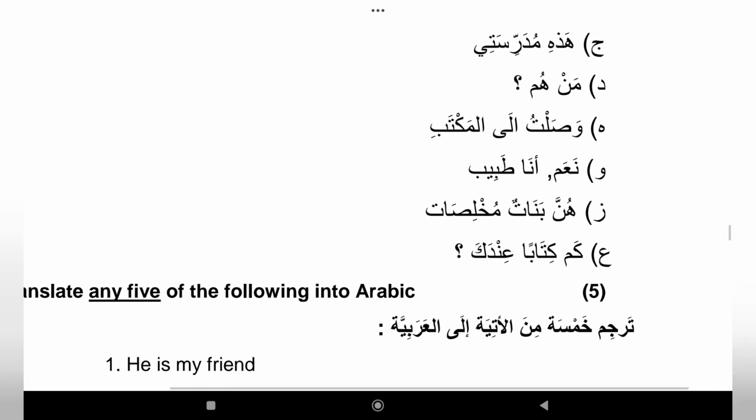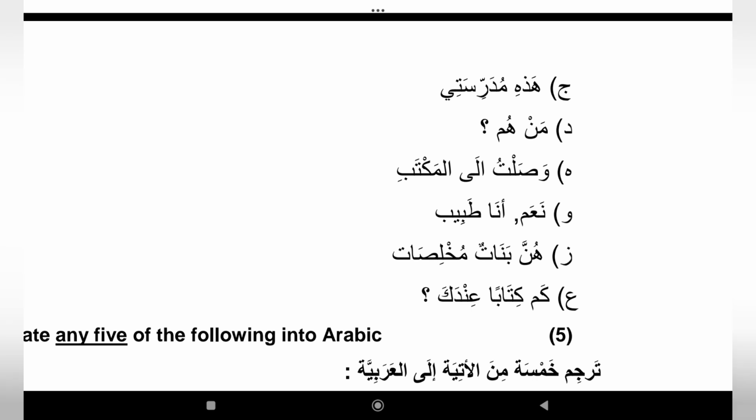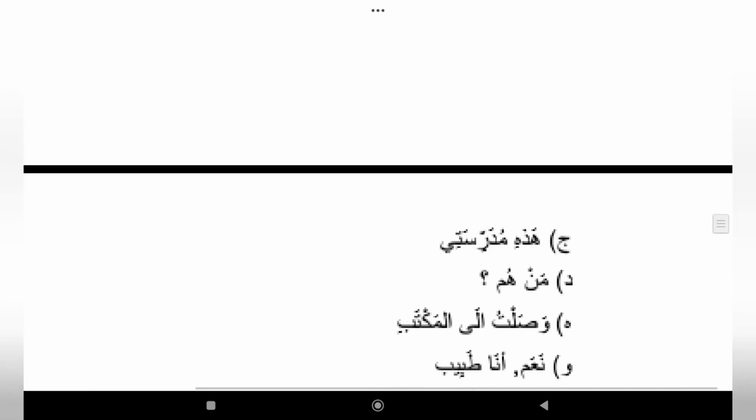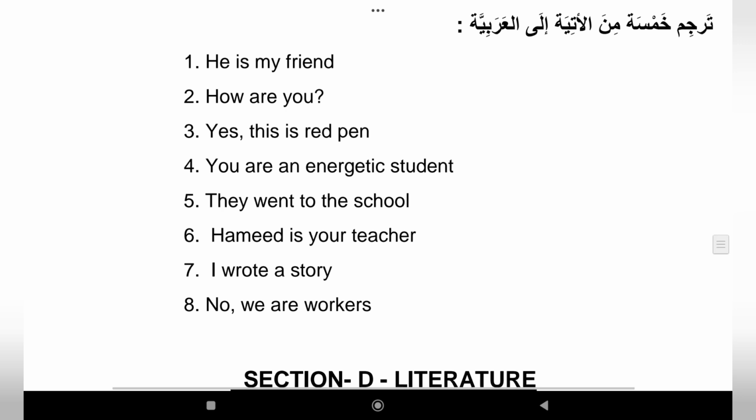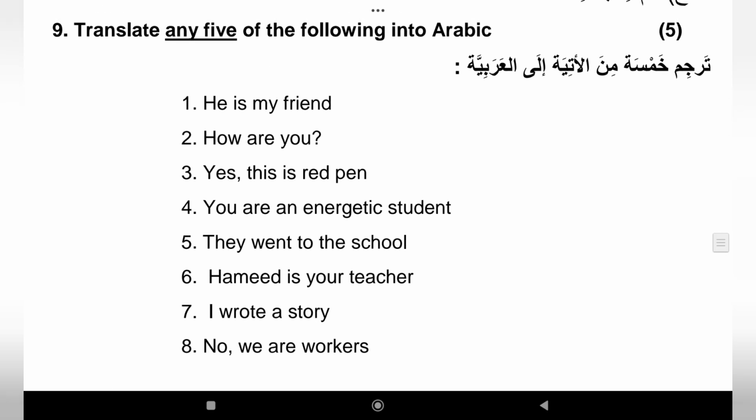Okay, so I think you got 8 questions. You need to write only 5. Here also, translate any 5 of the following into Arabic. Here also you have 8 options. You need to write only 5. He is my friend. Huwa Sadiqi. Very simple. Everything is given very simple.